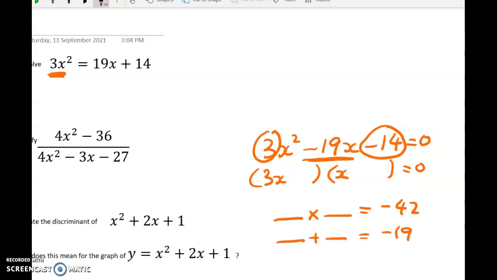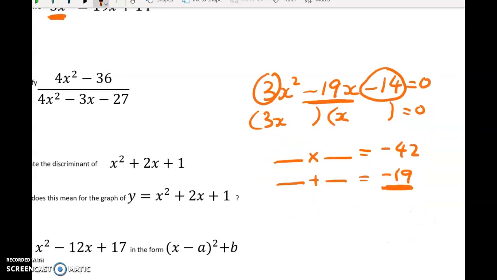So we want two numbers that have got a gap of 19, and we want them to times to give me 42, negative 42, right? So those two numbers will be 2 and 21. So we're going to make the 21 the negative number, because negative 21 plus 2 gives me negative 19, and negative 21 times 2 gives me negative 42. So what I need to do now is to break up that negative 19x using this.